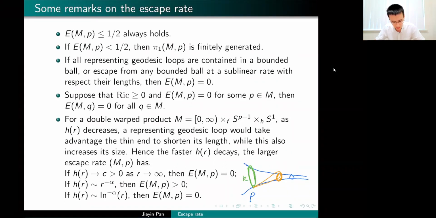In fact, one can show that if h(r), the warping function, decreases to a positive number c, then the escape rate is 0. If h(r) has polynomial decay, then the escape rate is positive. If it has logarithm decay, then the escape rate is 0 as well. This logarithm decay is indeed the case where they escape from bounded balls at a sublinear rate that we mentioned here.